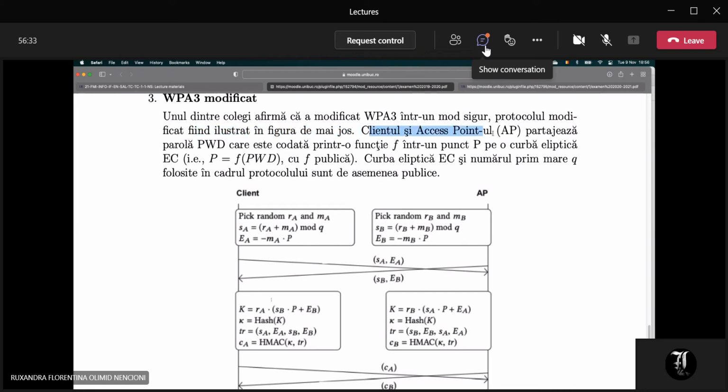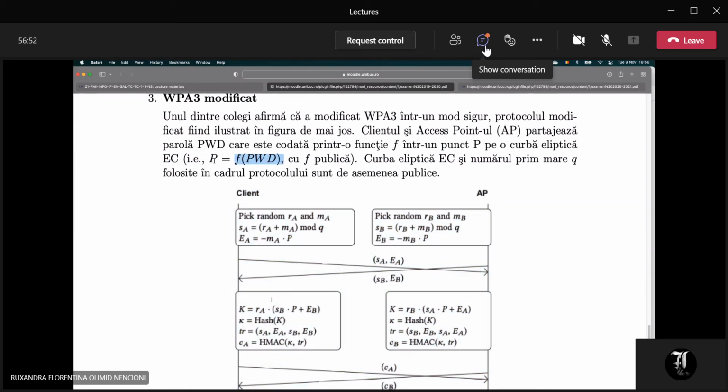We have a client, we have an access point. They both have a password PWD, which is encoded by a function f into a point P on the elliptic curve. Okay, so we start with the password PWD, which is known by both the client and the access point.